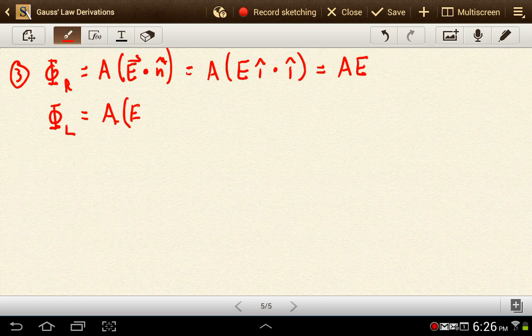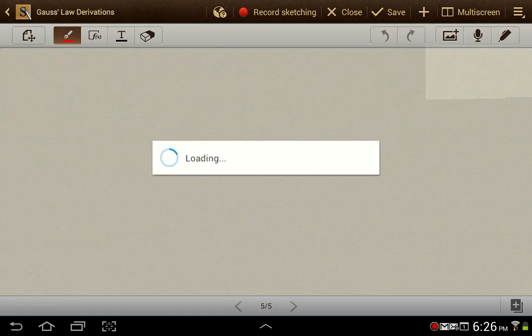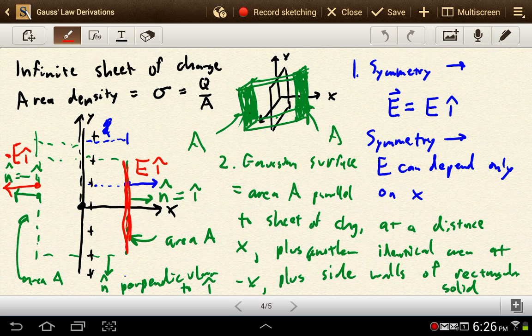Well, I guess I'll just say do this again, okay? So same area, but then the field over there is negative E i hat. And what did we say the normal was over on that side? It is right here, normal on that side is negative i hat.